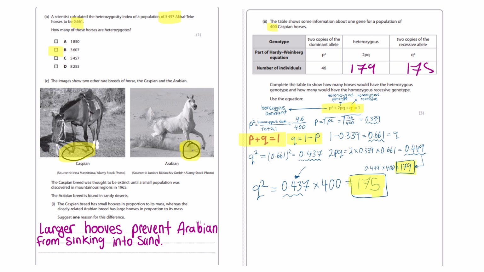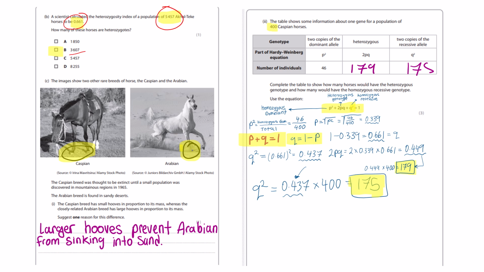Okay. A scientist calculated the heterozygosity index of a population of 5,457 Akhal-Teke horses to be 0.661. How many of these horses are heterozygous? All you have to do is multiply the population by the index, which gave me 3,607.